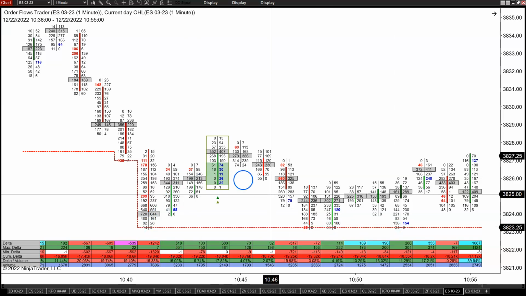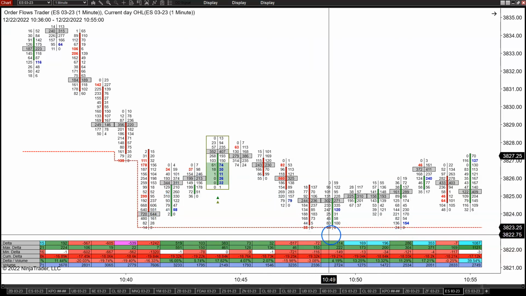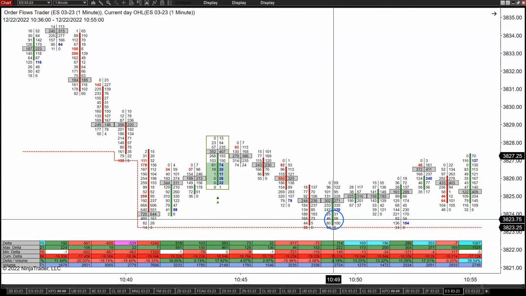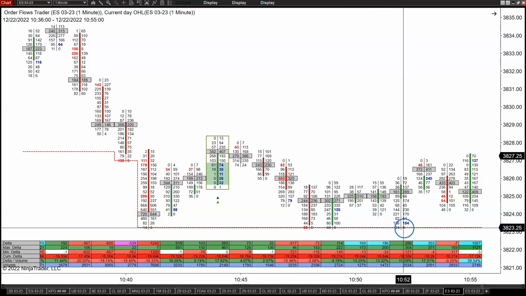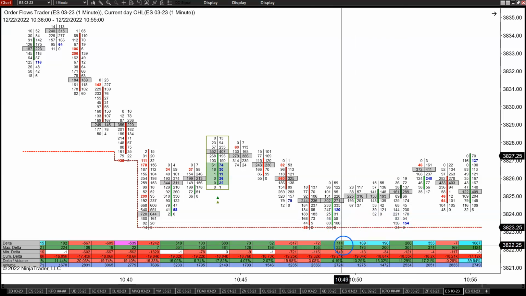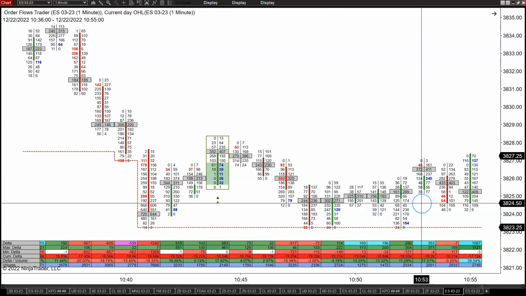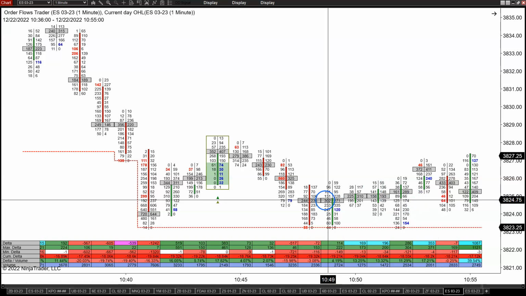Every time we come down to it, we're trading a little bit less volume. Here's 55, then 44, 24. So it's decreasing here. Maybe the selling is starting to wear off. We are getting some positive deltas, but again, it's not really going anywhere. It's just going sideways.